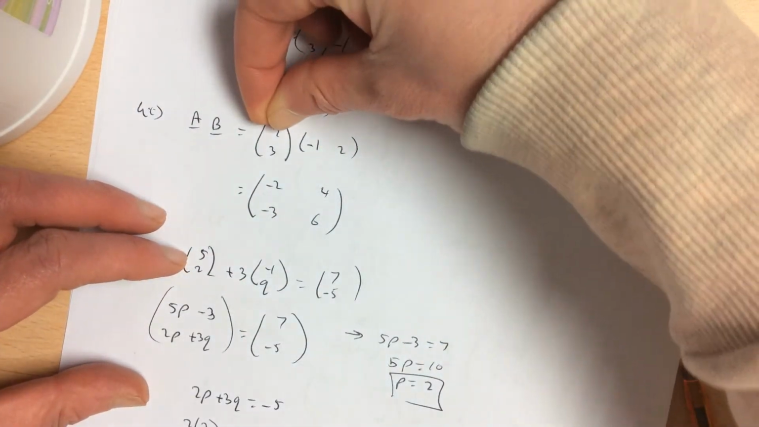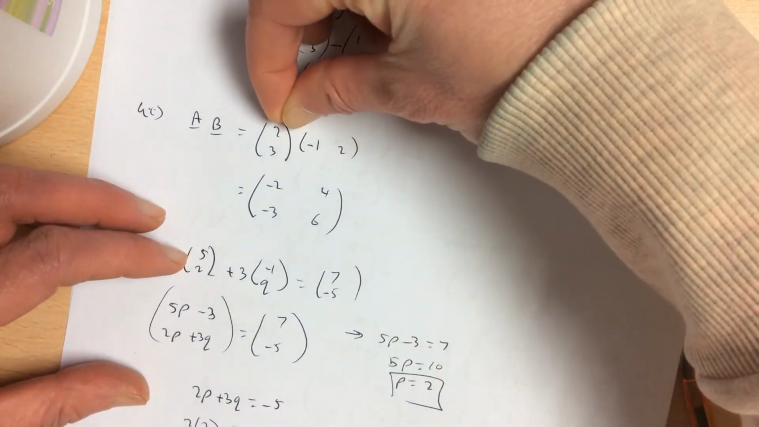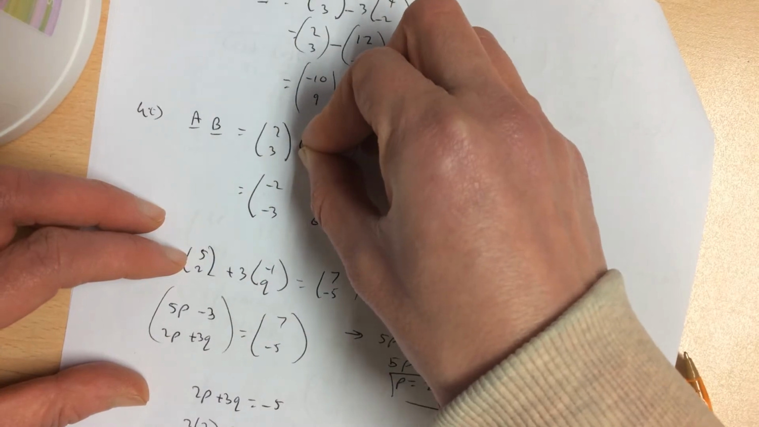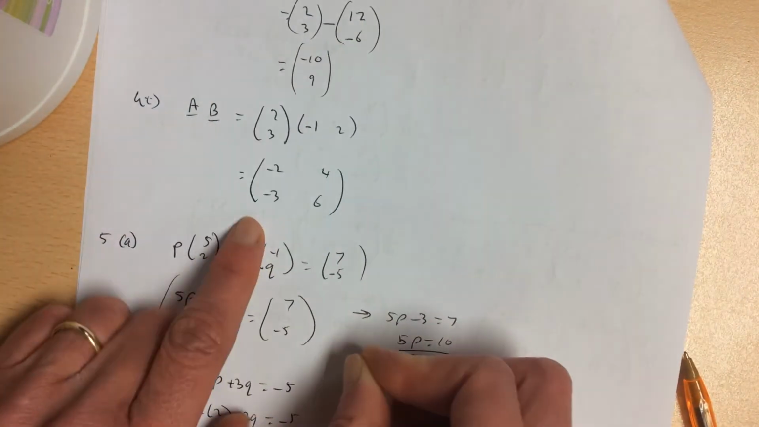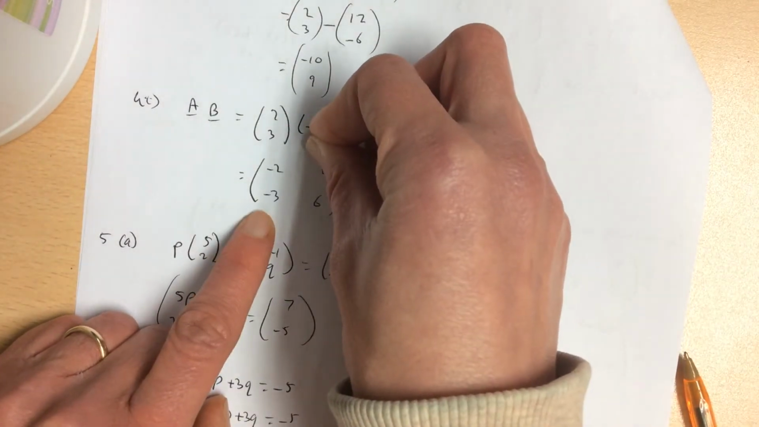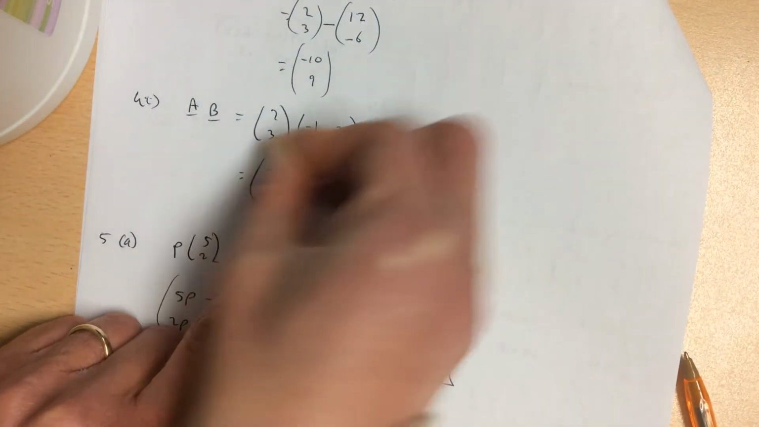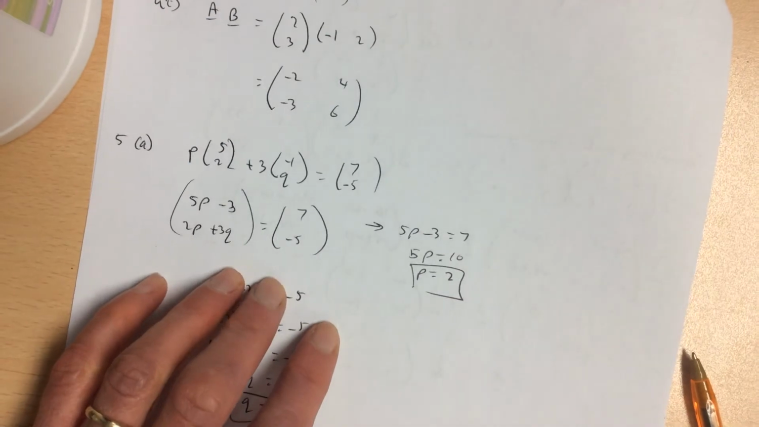If you lift and twist, it's only one value you're lifting. So 2 times minus 1. Then you're moving across, 2 times 2. Now you're in the bottom row, 3 times minus 1. Now you're moving across, 3 times 2 is 6.